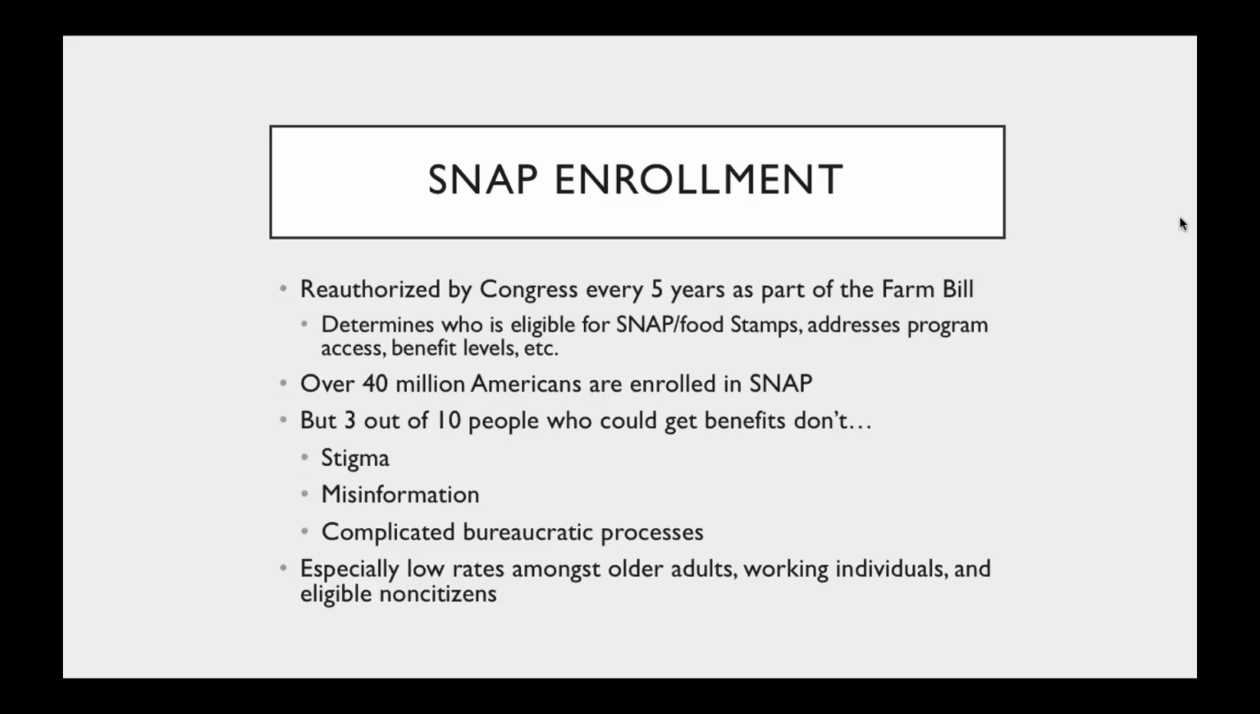Currently, over 40 million Americans are enrolled in SNAP, which is a really good number, but 3 out of every 10 people who could get benefits don't. So clearly there's a lot of room for improvement, and a lot of people who could be on this program aren't on it. So reasons for this: stigma, misinformation, and complicated bureaucratic processes. The low enrollment rate is especially high amongst older adults, working individuals, and eligible non-citizens.